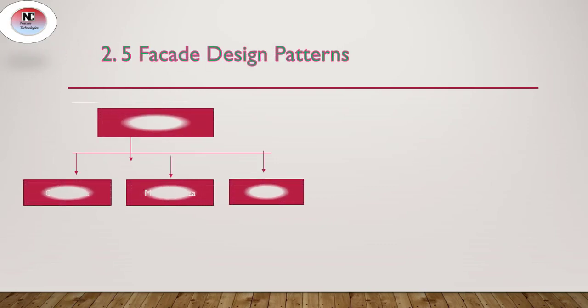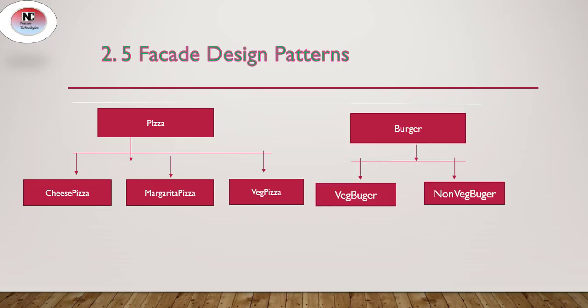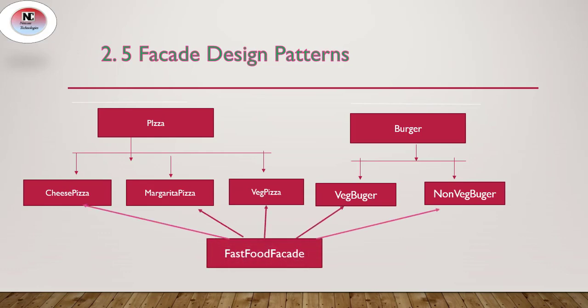Just for example, I have a class named pizza which has 3 types: cheese pizza, margherita, veg pizza. I also have burger with the types veg burger and non-veg burger. All these 5 types, cheese pizza, margherita pizza, veg pizza, veg burger, non-veg burger, I am going to call in a fast food facade, and the facade will be called by the client. So actually the client comes to the place and asks me for fast food, and I have all these 5 methods to call or provide these types of pizzas and burgers to the user.